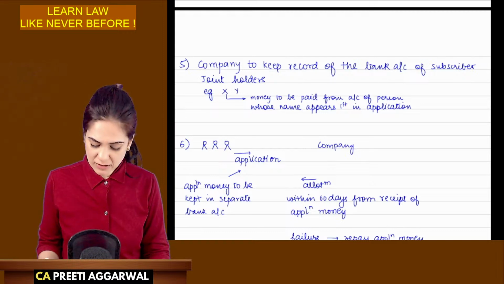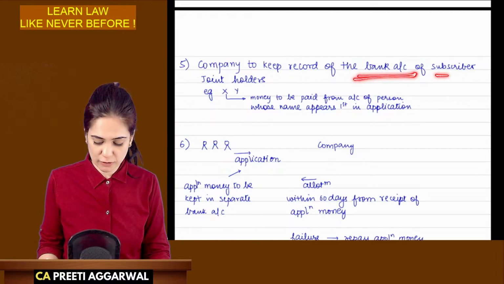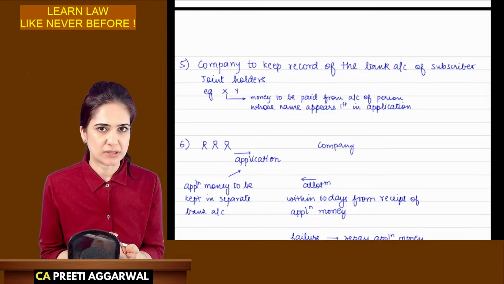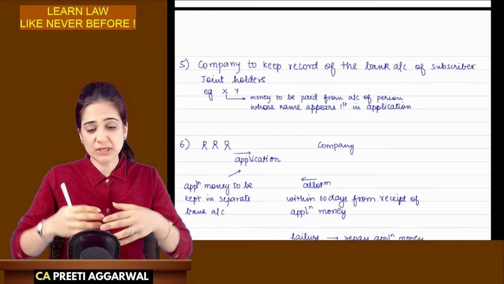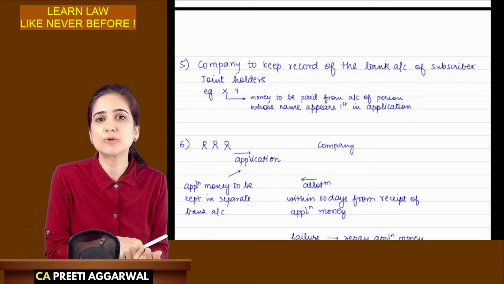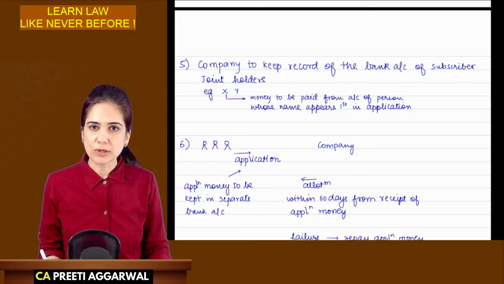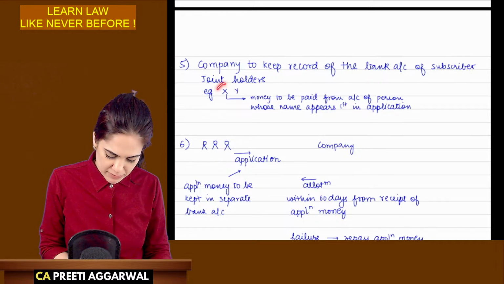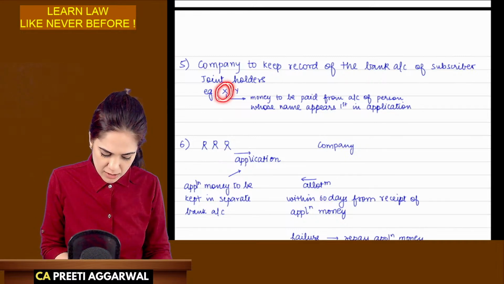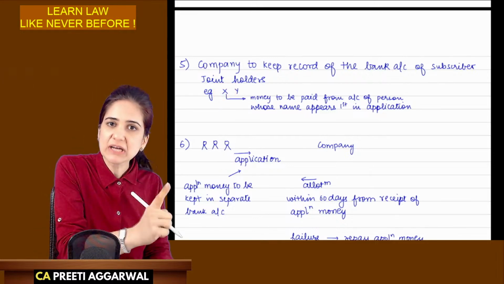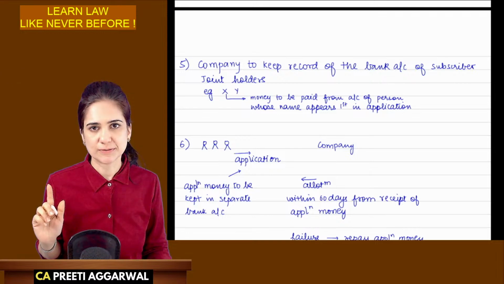Why are we keeping a record of the bank account of the subscribers? See, in case you are not allotted the shares, the refund will be made in that account only. X and Y, they are joint holders. In case of joint holders, money will be deducted from the account of the person whose name appears first in the application.